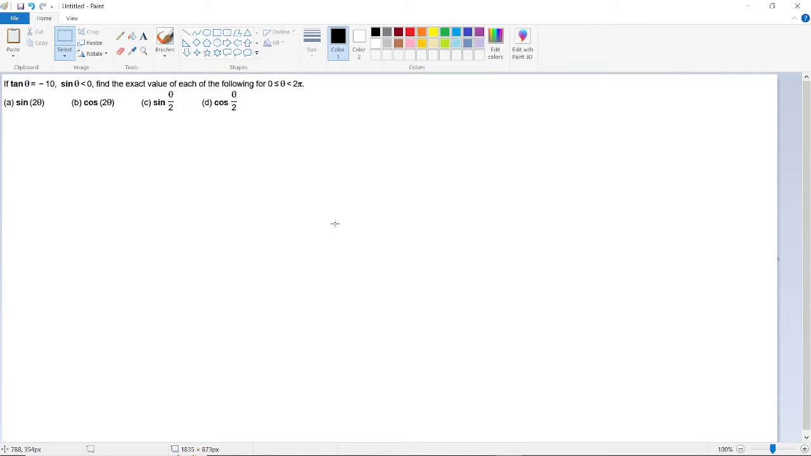Here's question number 3, I believe, on 7-6. It says tangent theta is negative 10, sine theta is less than 0. So what does that tell us? Tangent is negative. That means we're either in the fourth or the second quadrant. And then it says sine is less than 0. That has to be the fourth quadrant.